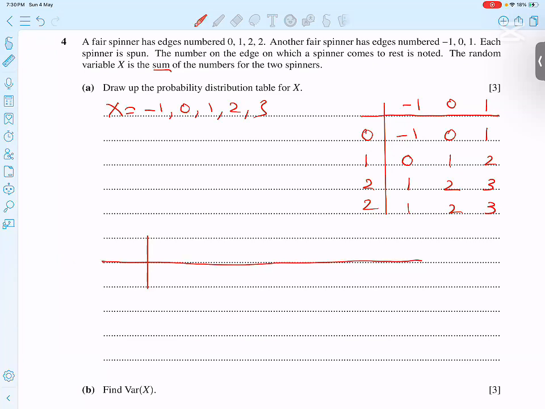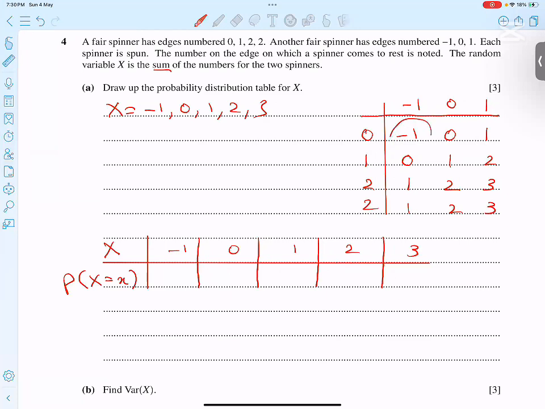So we will write all options here. The first option is -1. The next option is 0. Then we have +1, then 2, and then 3. These are called X, and here I'm writing probabilities.